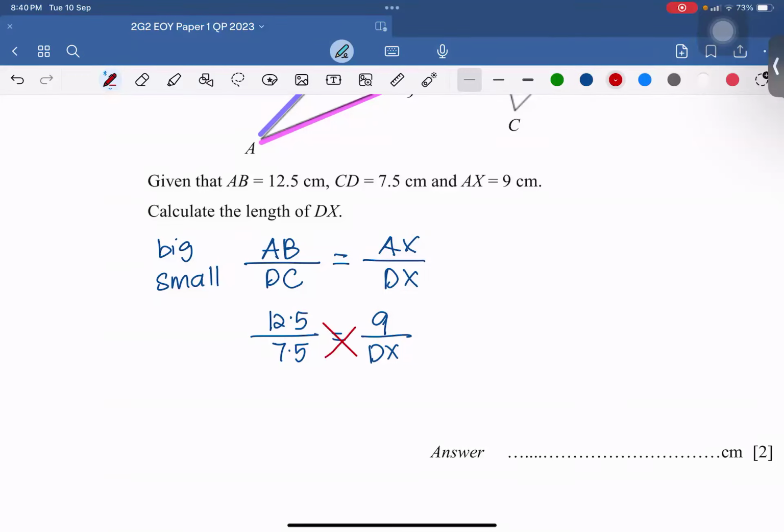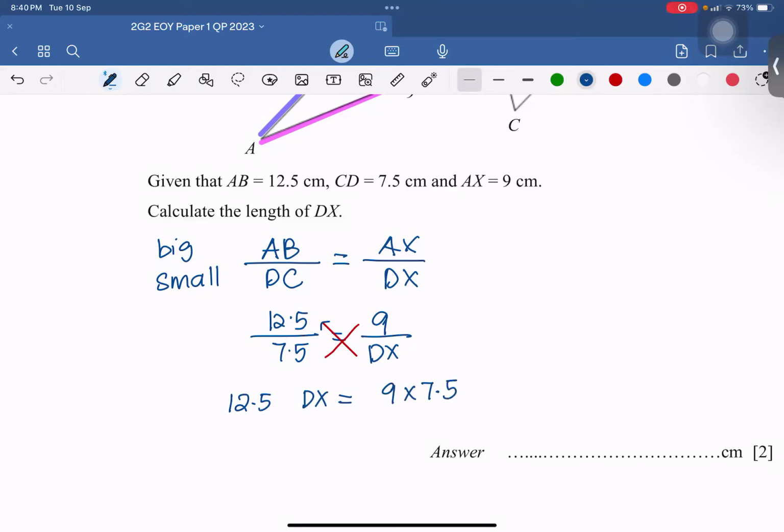Cross multiply. Yes, only one person answer me. What happened to the rest already? Okay, we cross multiply, okay? So we multiply this over here. DX times 12.5. So I got 12.5 times DX. 12.5 dx. And this is 9 times 7.5.